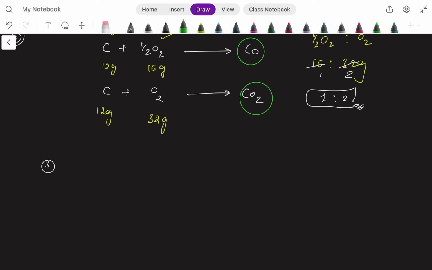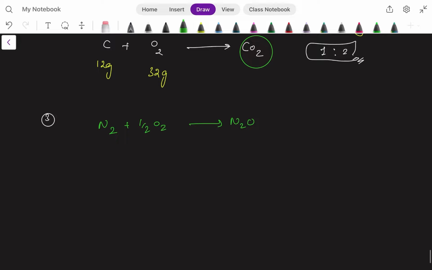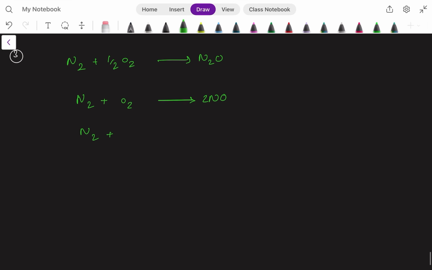Still if you didn't understand, go for the third example. Take it as homework. N2 plus half O2 gives N2O. N2 plus O2 gives 2NO. N2 plus 3/2 O2 gives N2O3. N2 plus 2O2 gives N2O4. N2 plus 5/2 O2 gives N2O5.